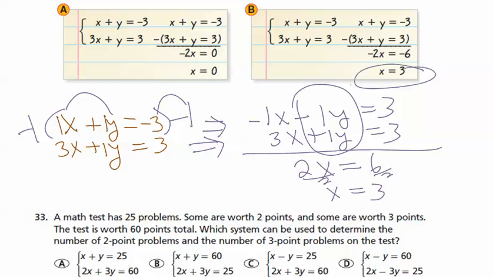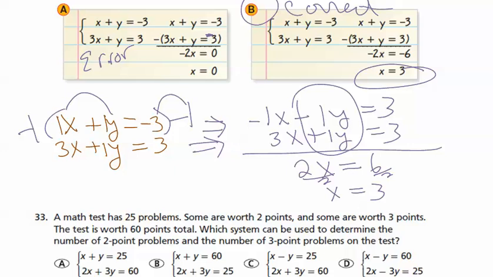This one gave us the right answer. This one must have a mistake. The error in this one is they multiplied through by a negative, but they forgot to multiply this one by a negative. So when they added, they got 0 instead of -6. So we know this one's right. B is right.